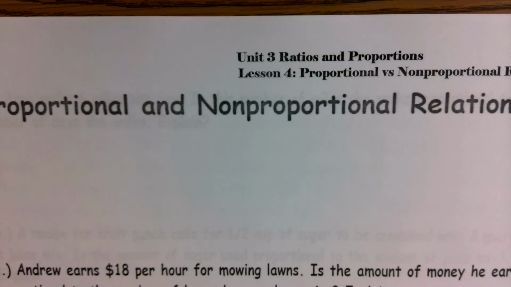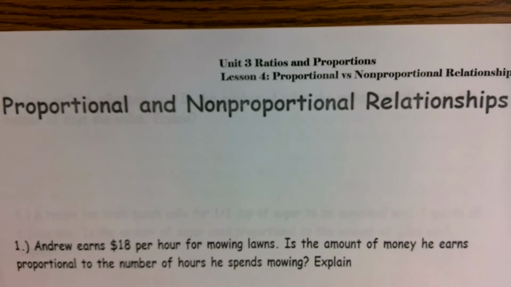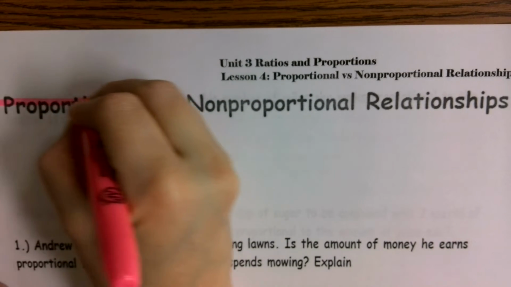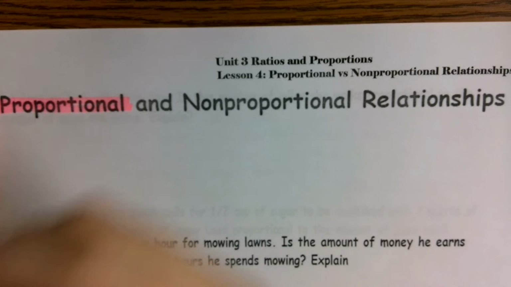So talking about the difference between proportional and non-proportional information. Proportional versus non-proportional relationships. Now, what's really important to make sure you understand, when we talk about the word proportional, I'm going to highlight that one in pink. Proportional means that you've got two quantities that are identical in their unit rate. If it's proportional, their unit rate is going to be identical throughout the entire problem. So let's write that down.